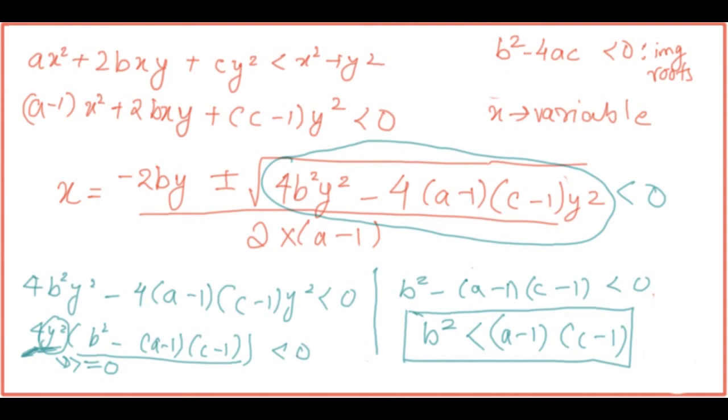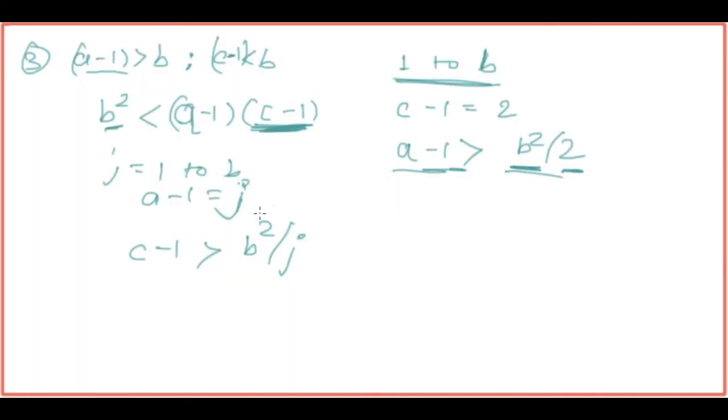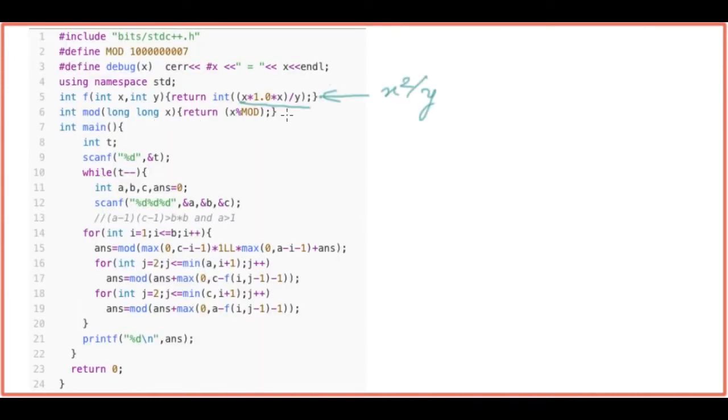The code is pretty simple for this, right? I just defined a function for x square. Here we have defined a function for x square by y, which we will use for the calculation of b square by j, right? For this b square by j, we just defined a function for that, right? And a modulus function we defined, right? So that mod we defined here, and we are just returning the mod value of x, right? So let's start. For each of the test cases we are taking the input, and then for each of the b values, right?